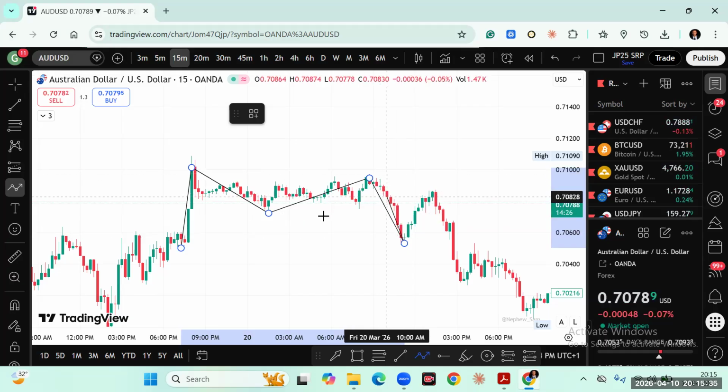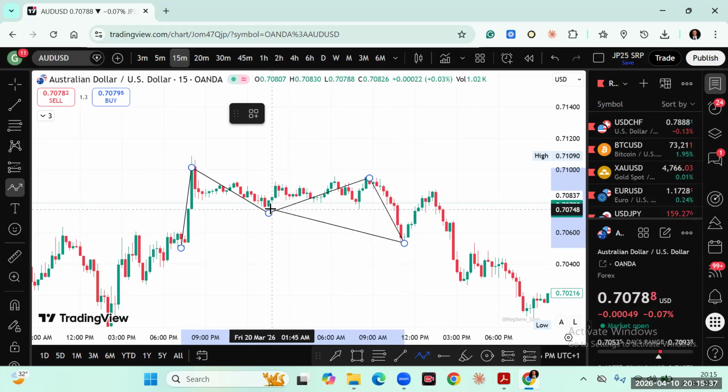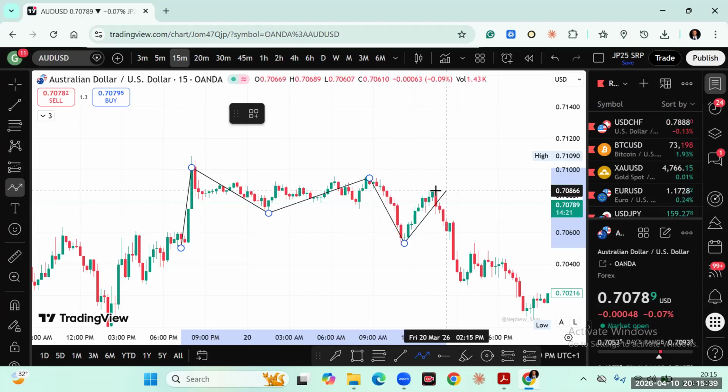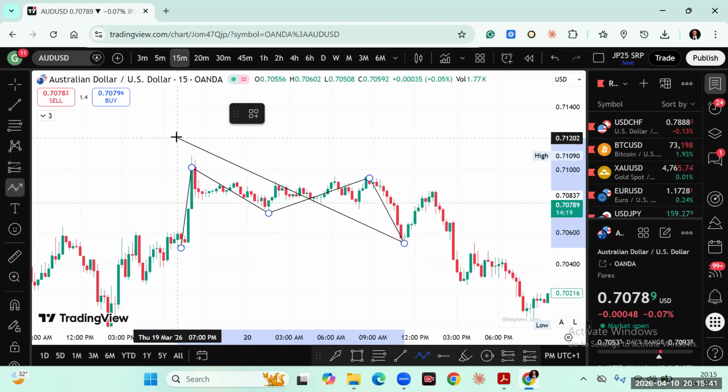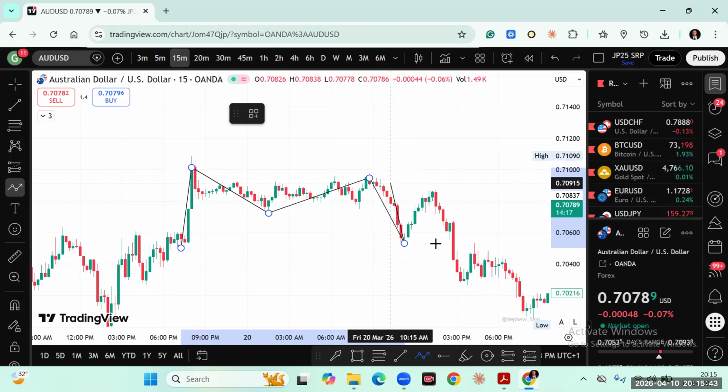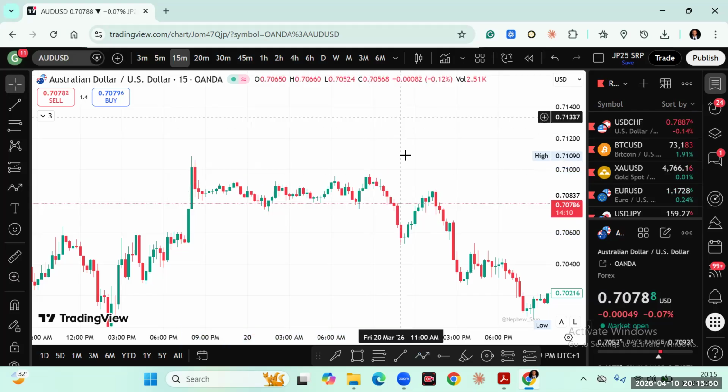But the moment you break this low, this higher low, then you just wait for it to retest and you enter here. Your SL is above the 4 hour range and you target the 4 hour low, and your first TP is the 50% of the 4 hour range. So basically, this was what it did.